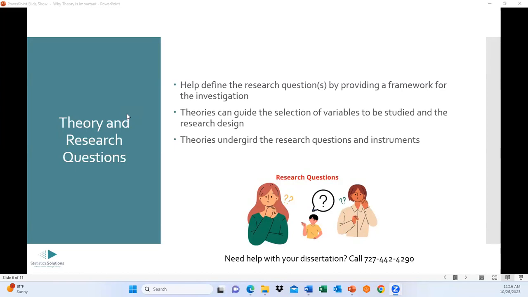Similar study, right? So you're still studying motivation. One theory contains certain components, another theory contains other components. So that's how the theory can guide your research questions and can guide the specific variables that you're looking at and measuring.